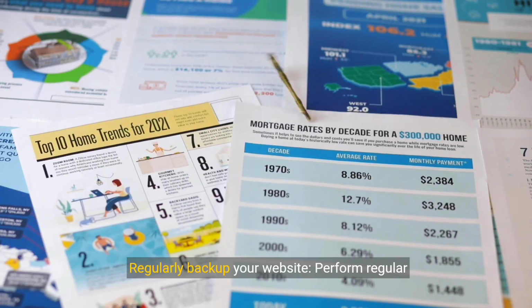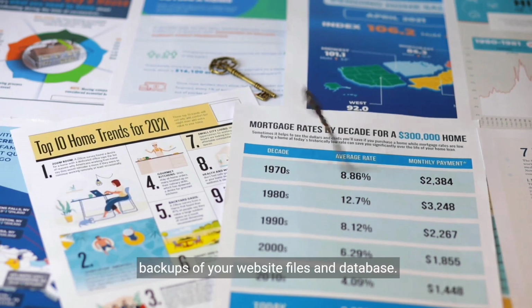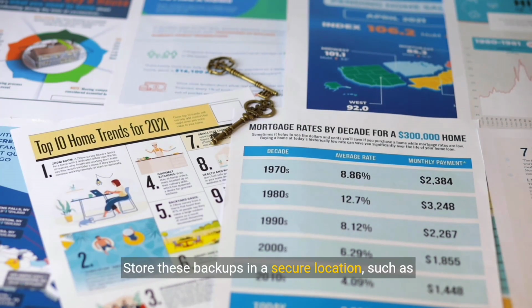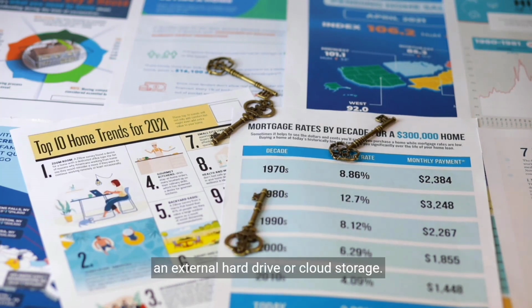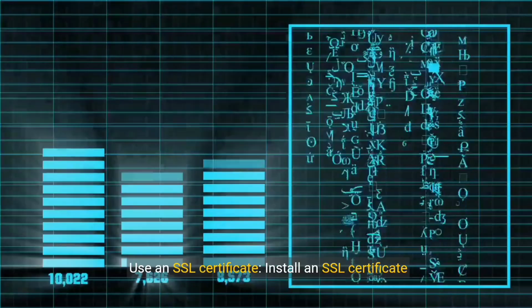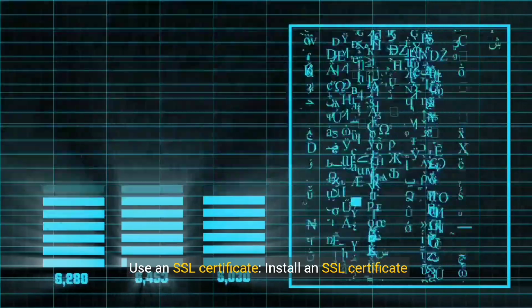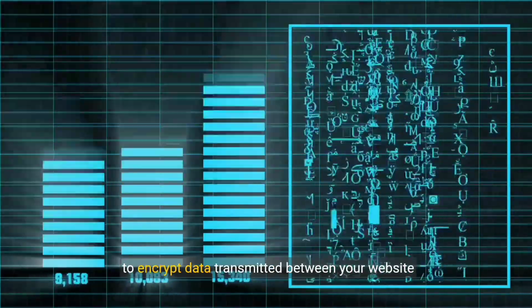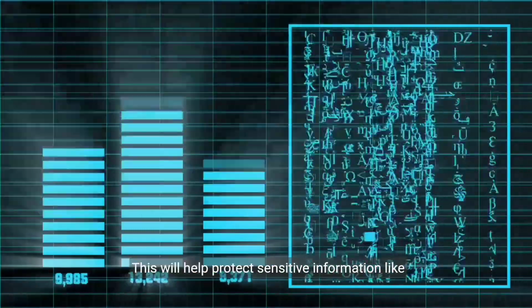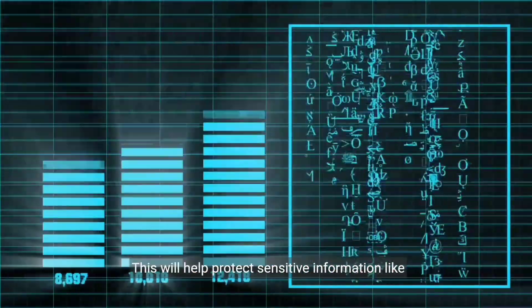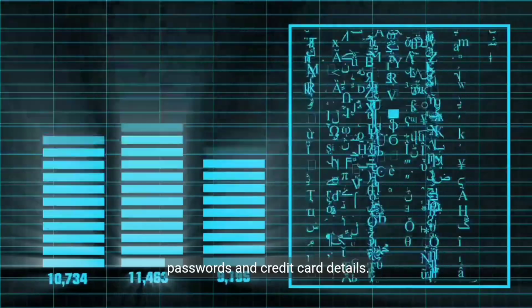7. Regularly backup your website. Perform regular backups of your website files and database. Store these backups in a secure location, such as an external hard drive or cloud storage. 8. Use an SSL certificate. Install an SSL certificate to encrypt data transmitted between your website and visitors' browsers. This will help protect sensitive information like passwords and credit card details.